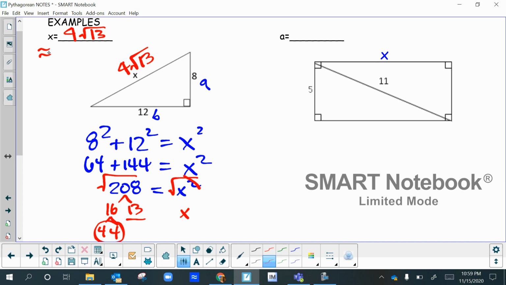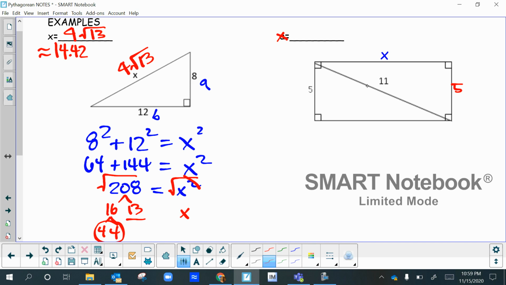Now, if sometimes it says give me the decimal, well, then you would just put 208 and then use your calculator to get the decimal. So that's about 14.42. Okay, but we're going to leave our answers in radical form. So let's do this one again using Pythagorean theorem. If I have to figure out the length of x, or a, let's just change that to an x. This is a rectangle because it has 4 right angles, so that's 5 over here. And so I can use this right triangle.